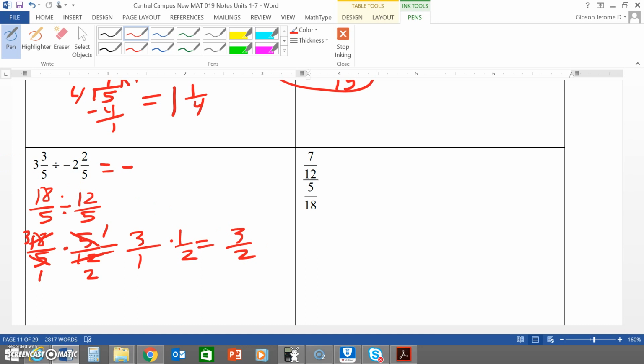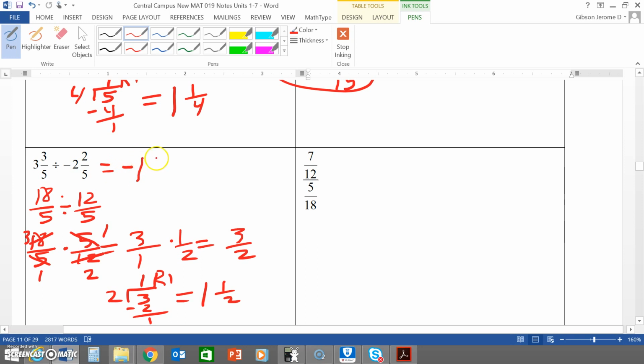Now remember, since we started with a mixed number, we need to write this as a mixed number. So we'll go 2 into 3. 2 goes into 3 one time, and we'll have a remainder of 1. So our final answer would be 1 1/2. But remember, it was negative, so it's a negative 1 1/2. And that is our final answer.